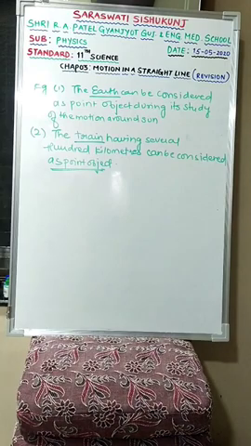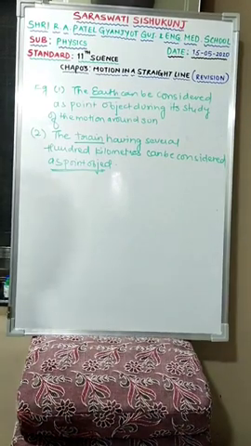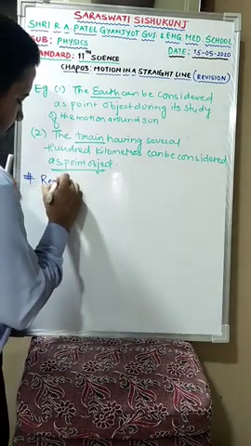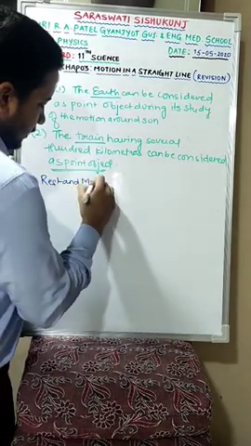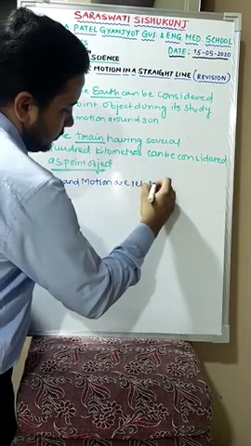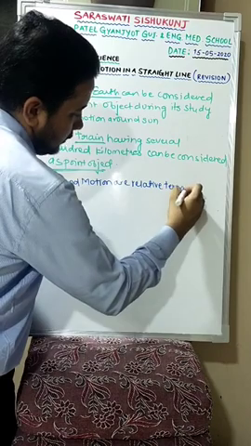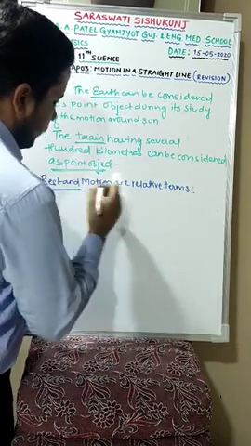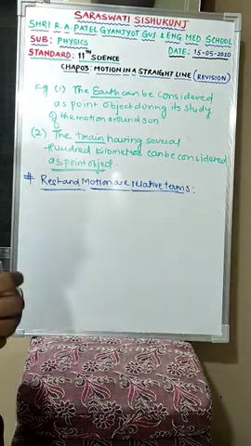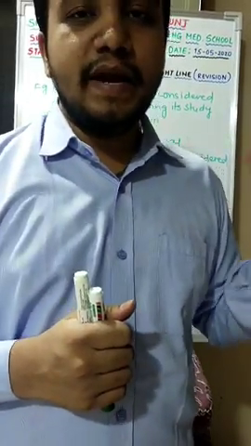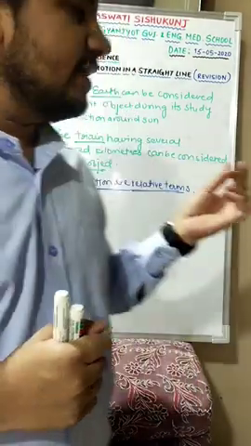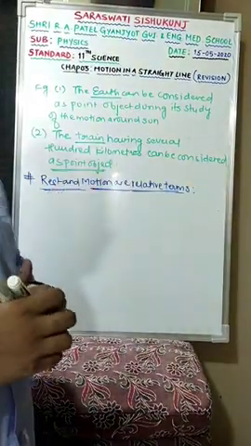The next is rest and motion are relative terms. Why relative terms? You will be able to see that an object in comparison with another object might be at rest, and with a third one it might be in motion. That's why you can say that rest and motion are relative terms.